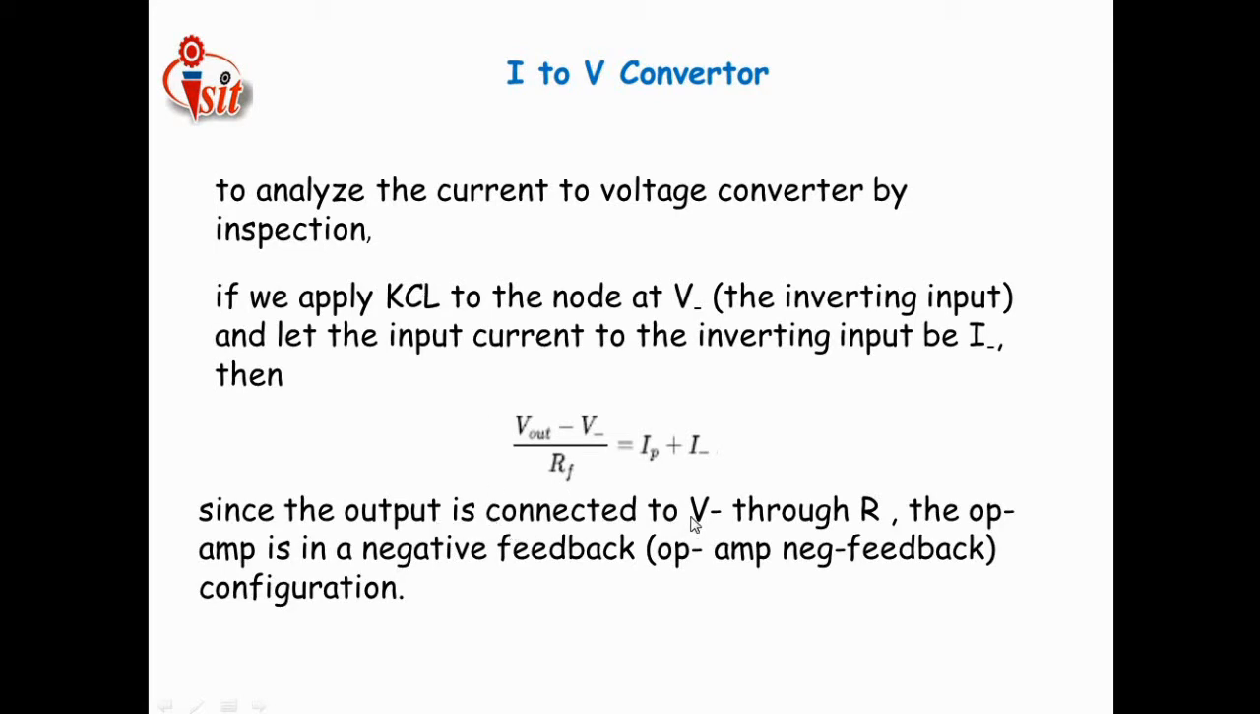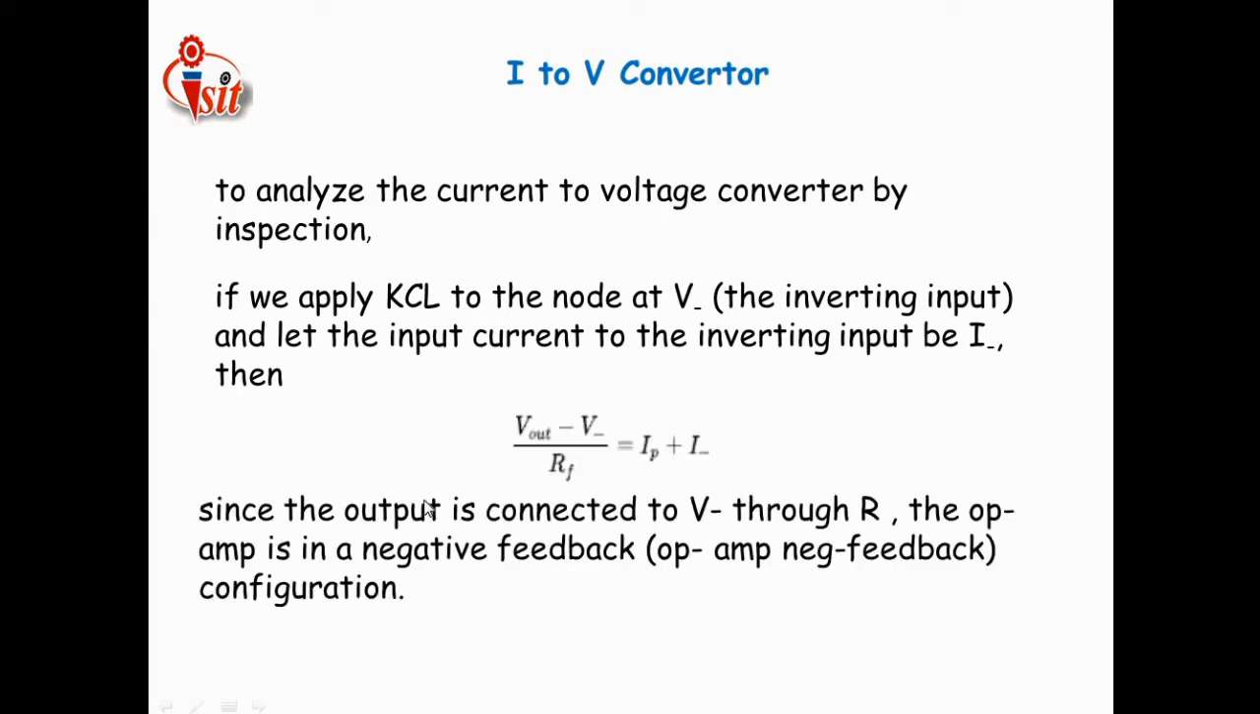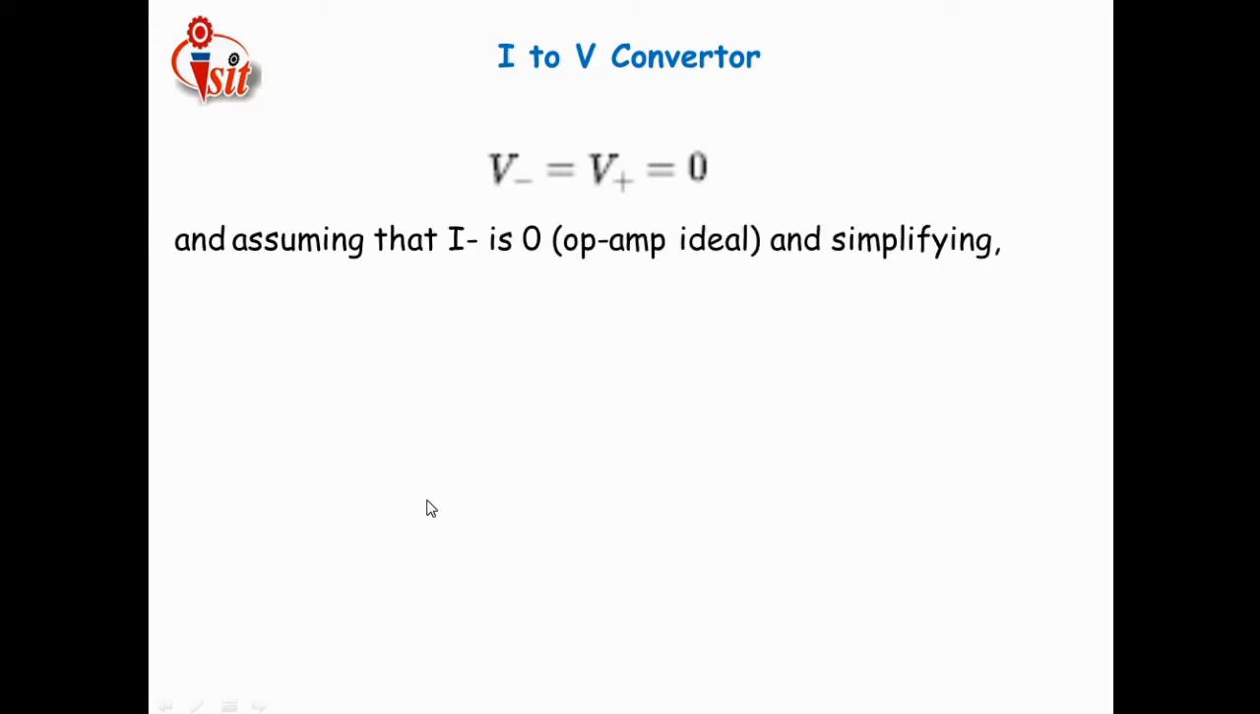Since the output is connected to V minus through RF, the op-amp is in negative feedback configuration, that means the inverting configuration of an op-amp. What is that inverting configuration? By using the virtual ground concept, V minus is equal to V plus is equal to 0. That means the voltage difference across the inputs of the current to voltage converter circuit is equal to 0, and assuming that I minus is also 0, that means the inverting terminal input current is also 0 for the ideal op-amp.